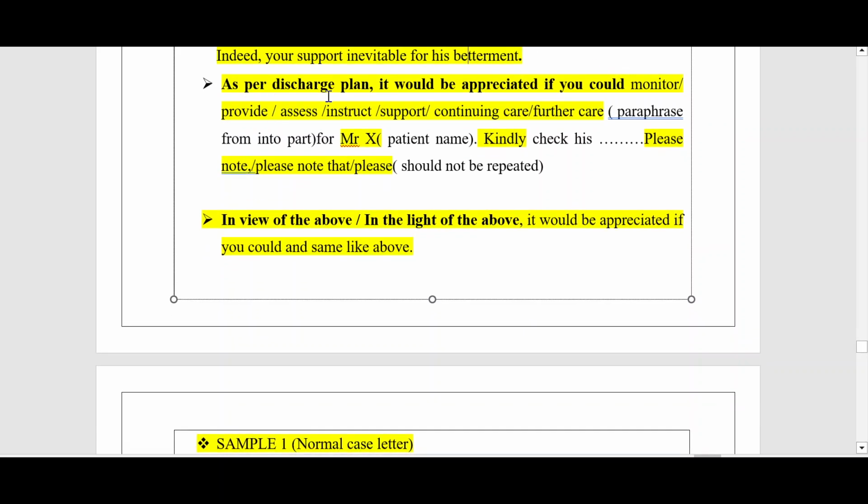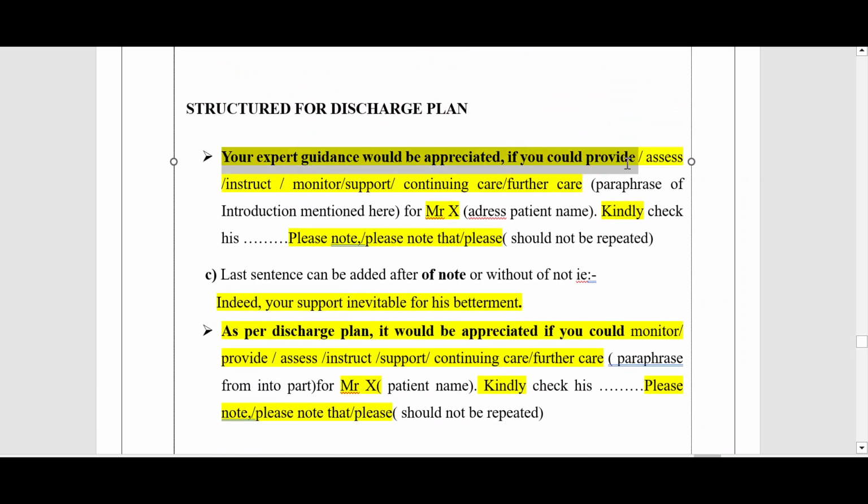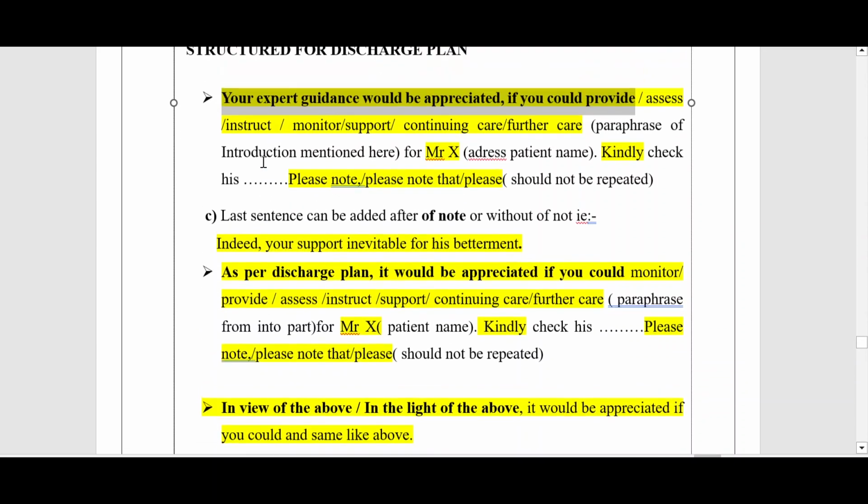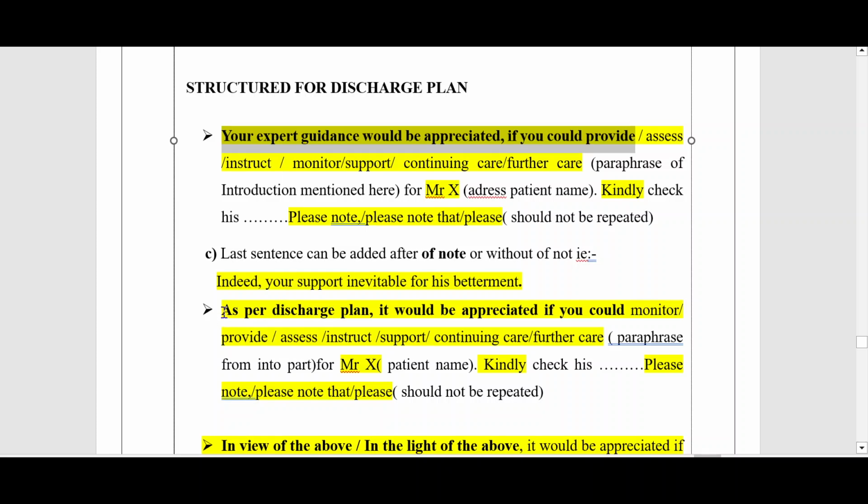The other thing: as per the letter, you can use this. This bold part is the beginning of the discharge plan. In my opinion, I always like this one very much because it is very standard. I advise my students and followers to use this one rather than anything you get from any center or study by yourself. In letter writing, if they have mentioned the discharge plan, you can use this way: "As per the discharge plan," with a comma, "it would be appreciated if you could provide." Or, "As per the discharge plan, it would be appreciated if you could monitor."